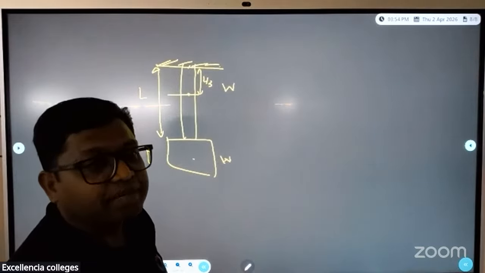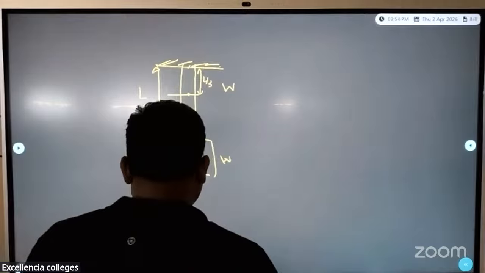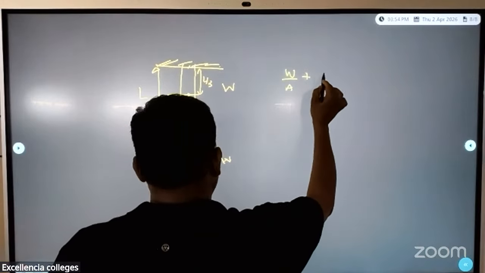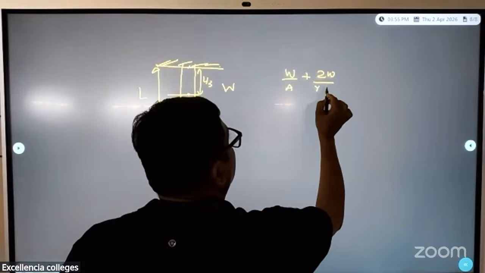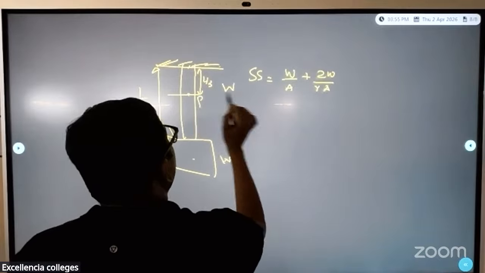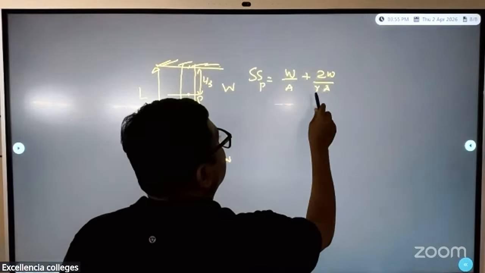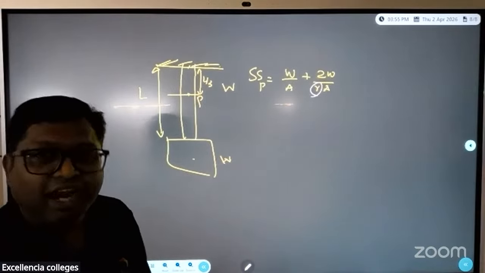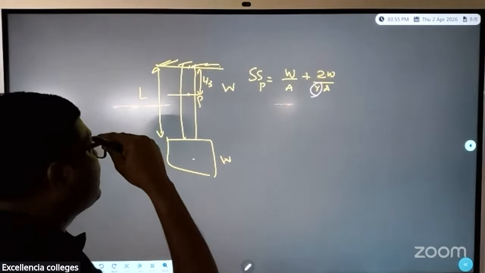Stress at a distance of L by 3 from the fixed end is given as W by A plus 2W by gamma into A. Okay, so that's the stress at the point P. So you're asked to calculate the value of gamma. So what is the value of gamma? That has to be identified. So let's quickly calculate this.